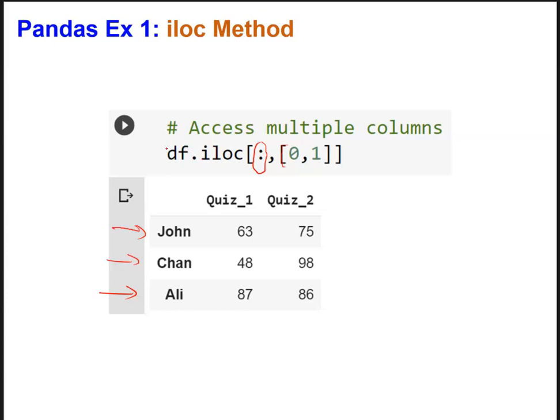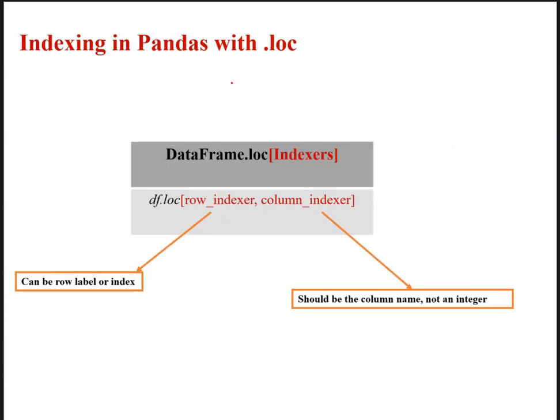So let's continue. Let's look at another method. There's another method which is just the .loc method in Pandas. Again, the format is that you type in the data frame name, and then you type in .loc, and then you get the row indexer over here. This can be the row label or row index, right? But in this case, this one has to be the column name.